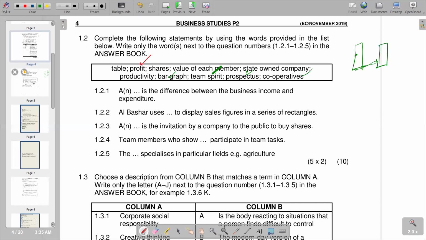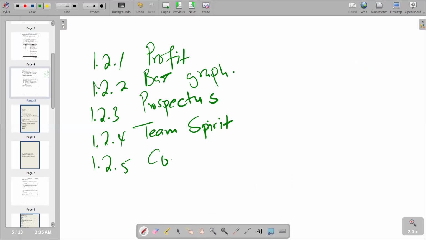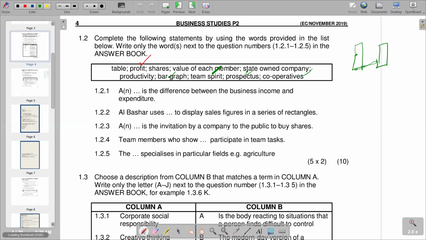Agriculture, which is exactly what we are looking for. So we are saying cooperative. And then this seems to be the last question on 1.2. Then we go to 1.3. We try to see in terms of 1.3.